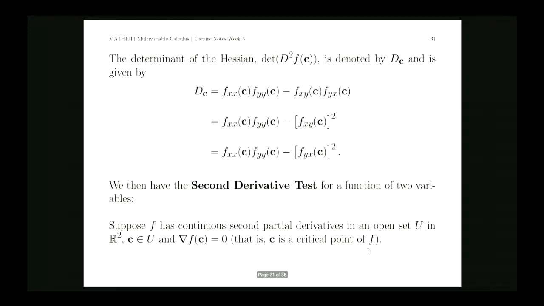Since it's square, it's got a determinant. Right? Top left times bottom right minus top right times bottom left. And of course, top right and bottom left are the mixed partial derivatives, they're equal. So all these three formulas are equivalent. Once I've got the determinant of this Hessian matrix, I can then say what the second derivative test is. So then we have the second derivative test.